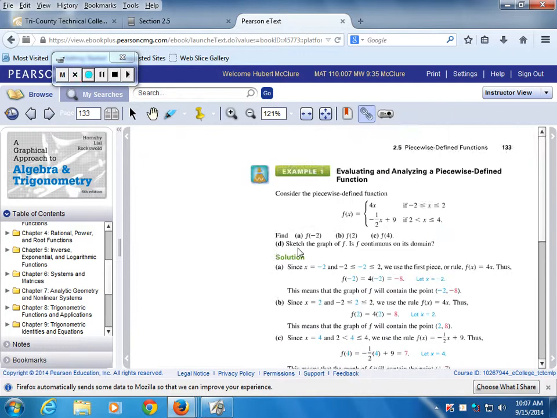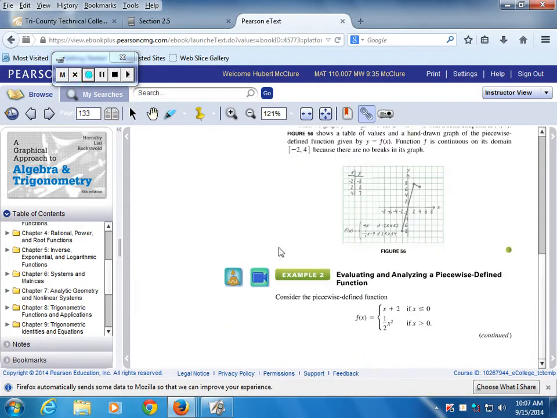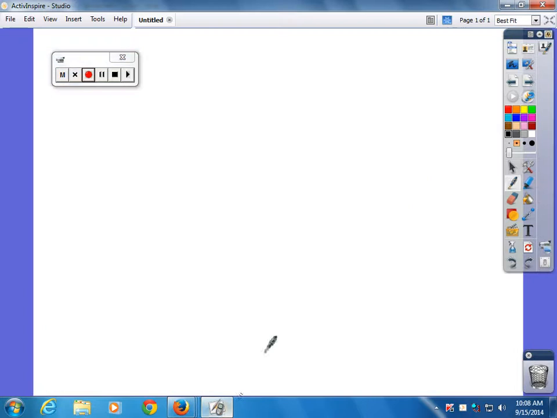I'll show you one. Let me show you one that will be on the test. Okay, there's one right there. Example number 2 on page 133. I'll write it up on the board. X plus 2 and 1/2 x squared.